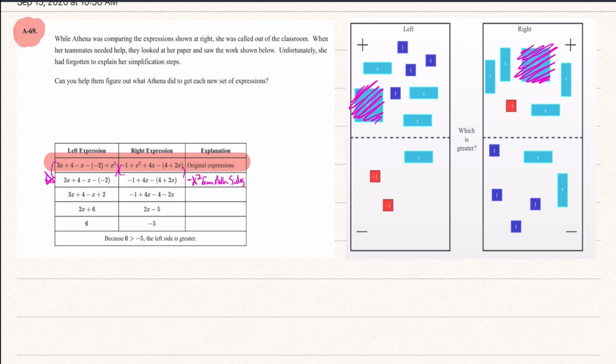we take a look at the next difference, and I went from 3x plus 4 minus x minus negative 2 to 3x plus 4 minus x plus 2. But nothing changed between our right expression. So our right expression stayed the same, but on the left side it looks like we took these negative ones and brought them up top to become positive. The reason being is if we have a negative times negative 2, it can become a positive 2 that we see down below. Next thing's next. When we write down the explanation, we're going to say that we distributed the negative.